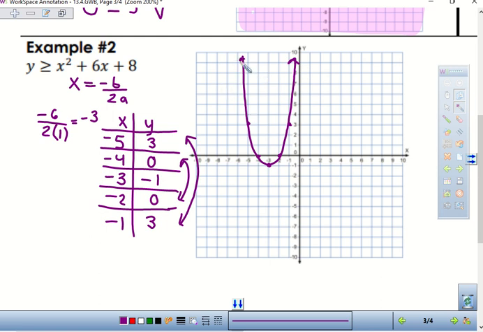Yes? Wait, so why'd you start on the x's? Why'd you start at negative 5? Oh, so you don't start at negative 5. Do you see how I used this formula to tell me what the middle value is in my table? So that one's always going to be the one in the middle. Then to find the other ones, you just go back and pick 2 bigger ones. Yes. Any other questions about it?